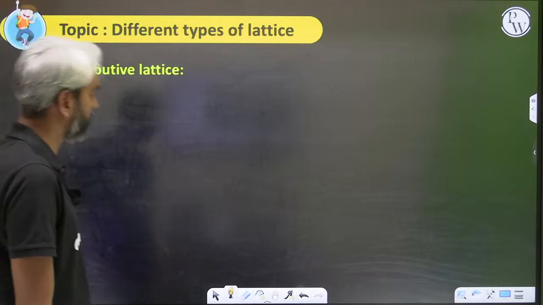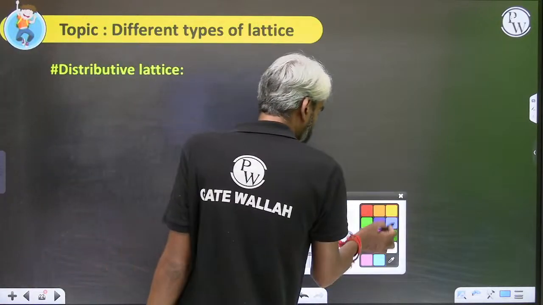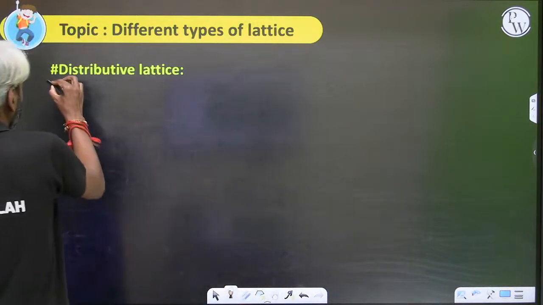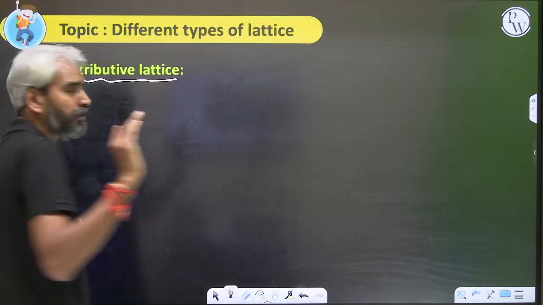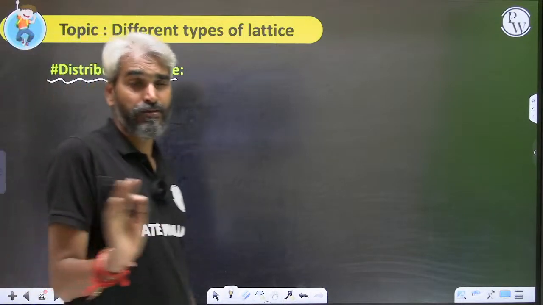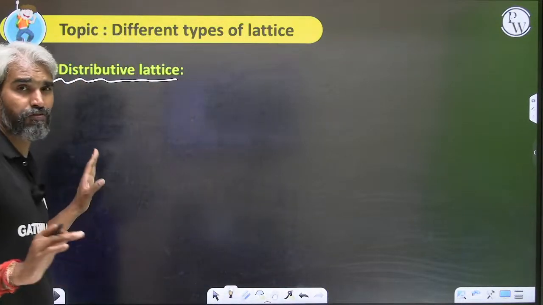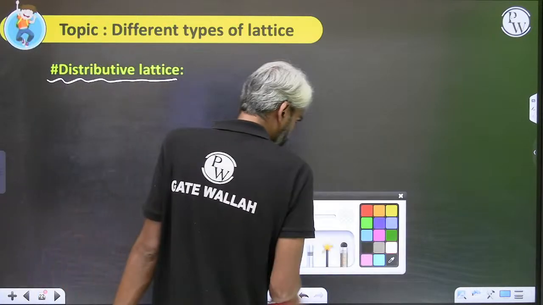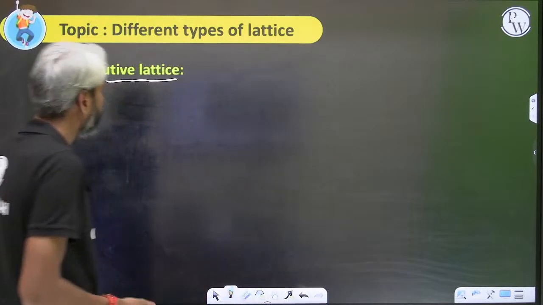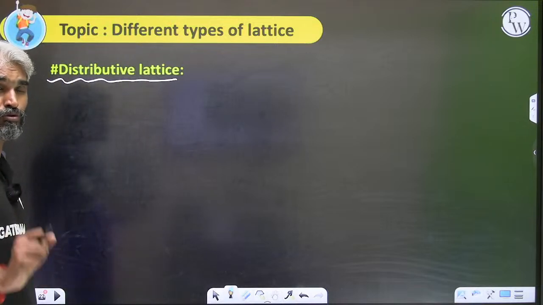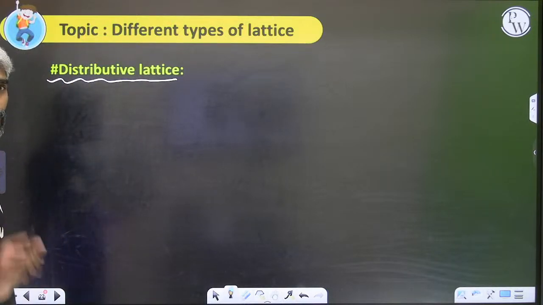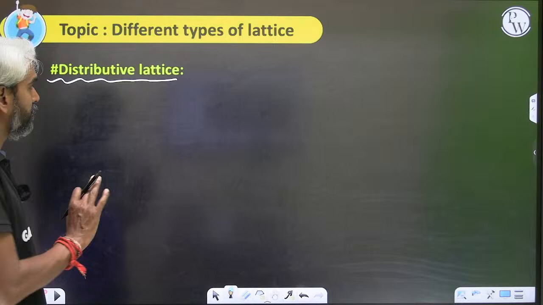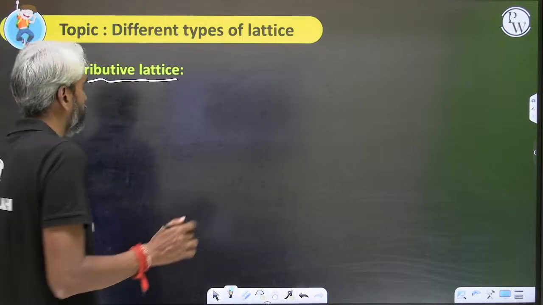Next is the distributive lattice. Sir, what is a distributive lattice? We have already understood the concept of complementary lattice, right? So it's dependent on the definition of complementary lattice, but first let me explain the basic definition, which we are never going to use to check whether a lattice is a distributive lattice or not. But that's actually the definition for a distributive lattice.